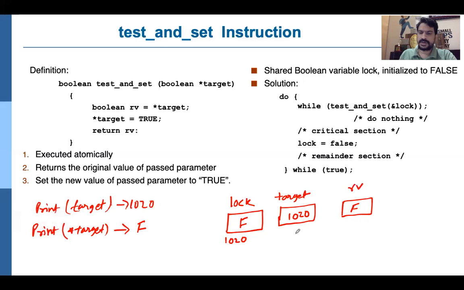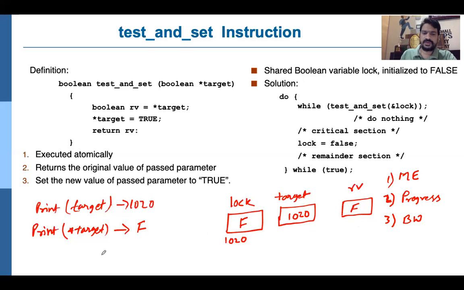Now let's talk about whether our approach is fulfilling the criteria of the critical section or not. So what are the criteria? Mutual exclusion, progress, and the third one is bounded waiting. So do they exist or not?